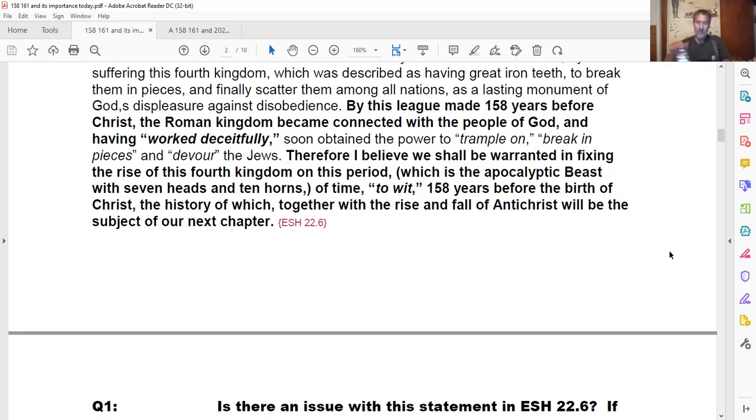But the idea here is that they definitely did make a league 3 years later, but it really doesn't go into effect until they need it, which is 158. Okay, but here's what I'm looking at. And here again, I'm willing to be corrected. Father Miller makes the comment that this league occurred 158 years before the birth of Christ. Do we agree with that?